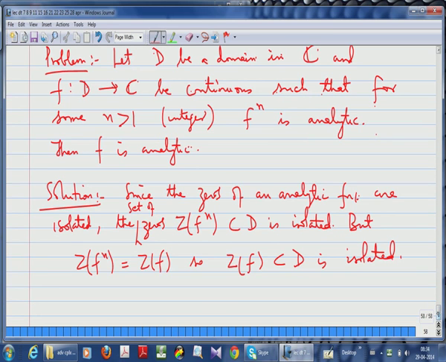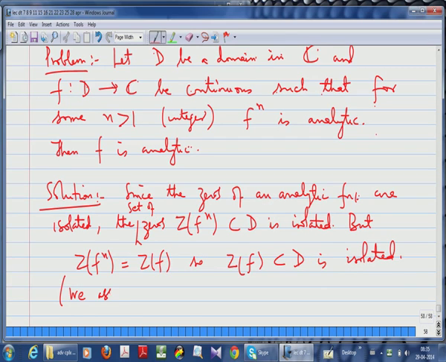Of course, when you want to say the zeros of an analytic function are isolated, you must make sure that the analytic function is not identically constant. The only case where this will fail is when the analytic function is identically 0. If the analytic function is identically 0, then the zero set is the whole domain. That is the only extreme case.